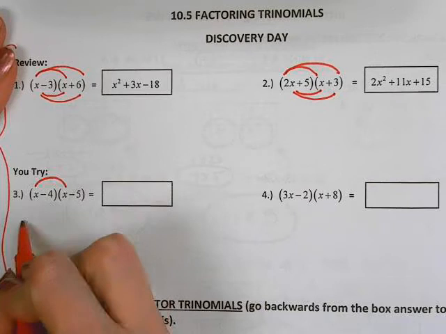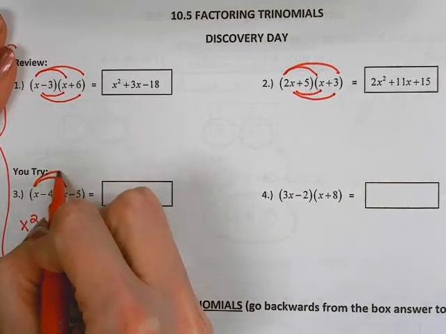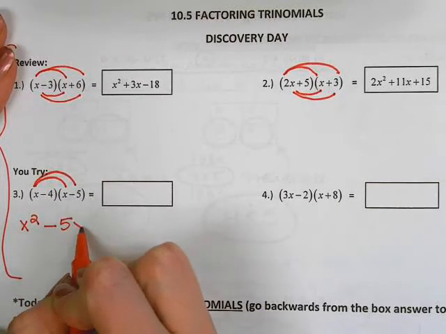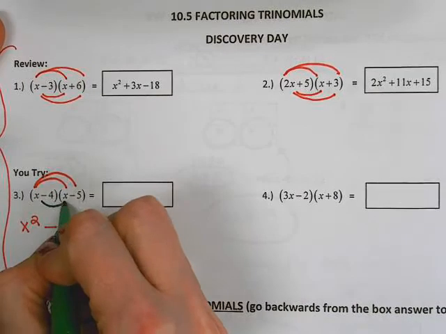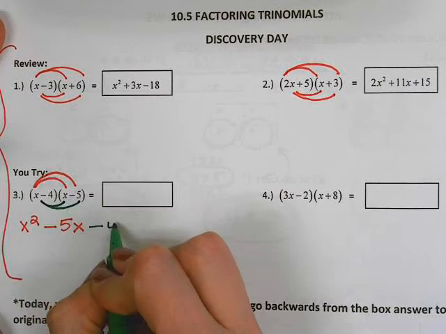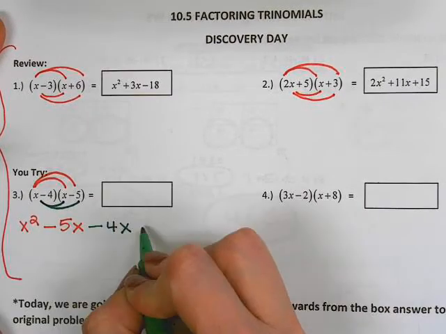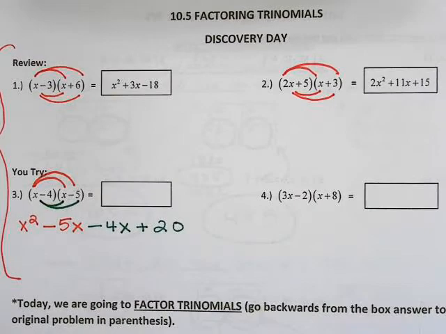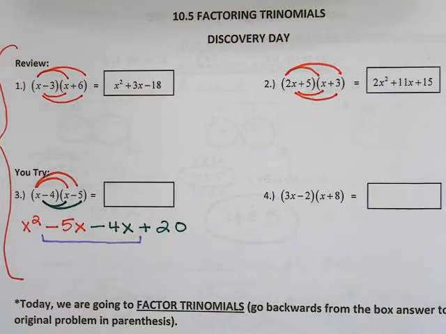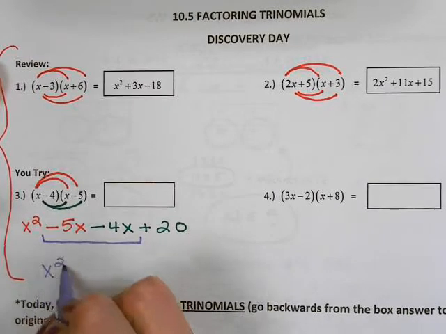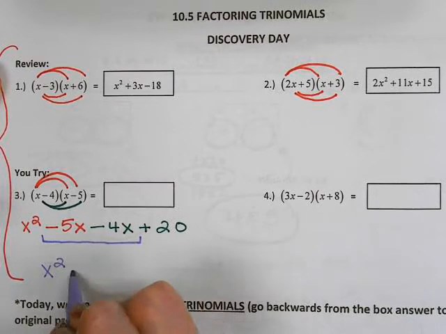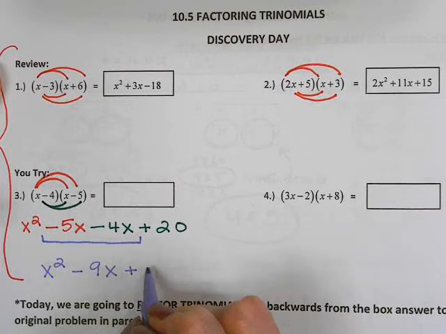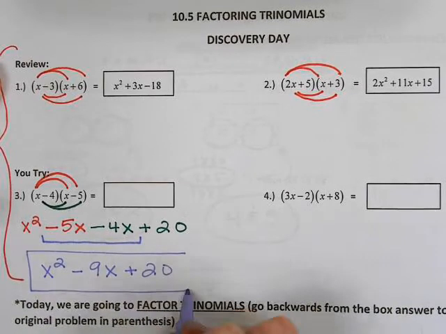So x times x is x squared. X times negative 5 is negative 5x. And then we do the same thing with the negative 4. Negative 4 times x is negative 4x. And negative 4 times negative 5 is plus 20. And then remember you add like terms. So final answer is x squared. Now if you add these, negative 5 plus negative 4 is negative 9x. And then you have plus 20. All right, so that's that one.